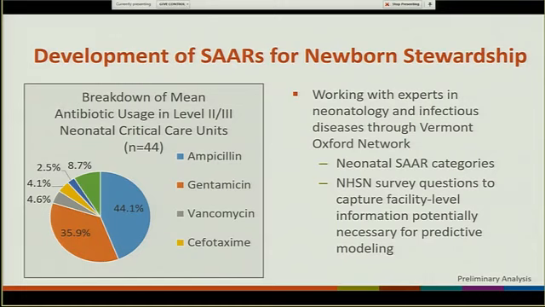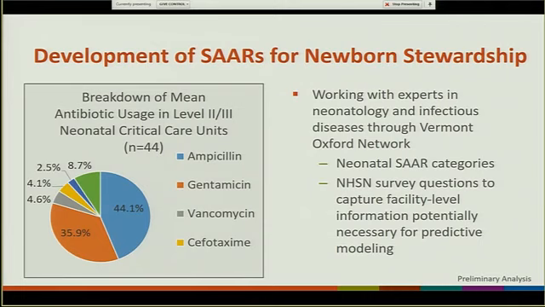I also want to indicate that we are developing SAARs for neonatal stewardship, or newborn stewardship. Currently, our pediatric SAARs do not include the neonatal patient location wards. You can see by this pie chart that the breakdown of antibiotics is very different in the neonatal population, and over half is attributed to ampicillin and gentamicin. Thus, we've been working with experts in neonatology and infectious diseases through the Vermont Oxford Network to develop neonatal SAAR categories.